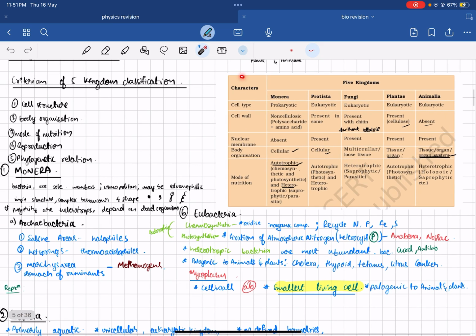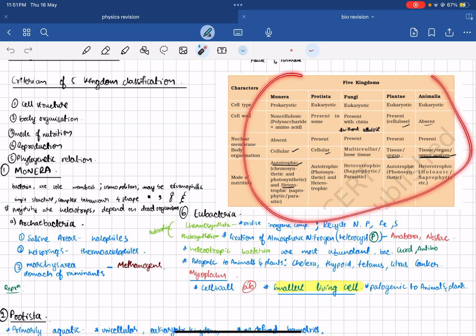This is the NCERT chart which they have given. They have given the overview, and this is important because they have asked many types of questions from here.